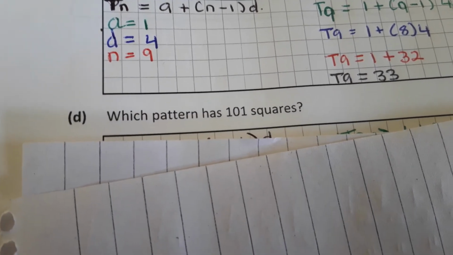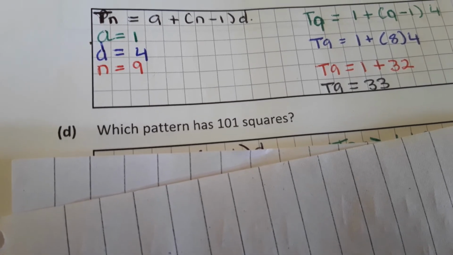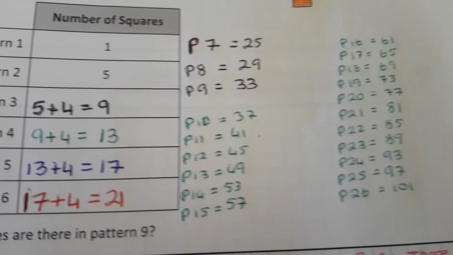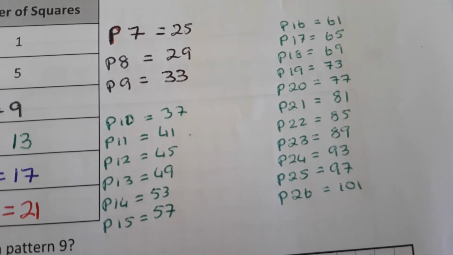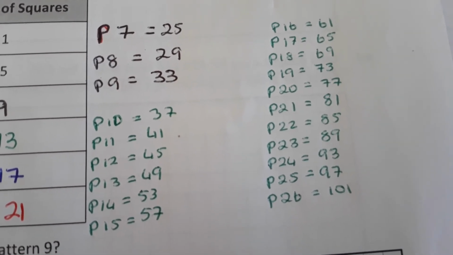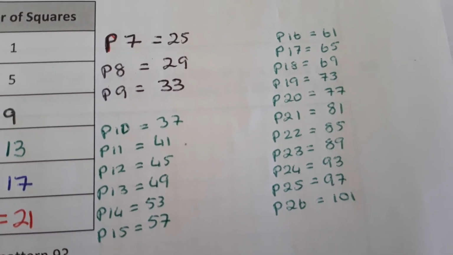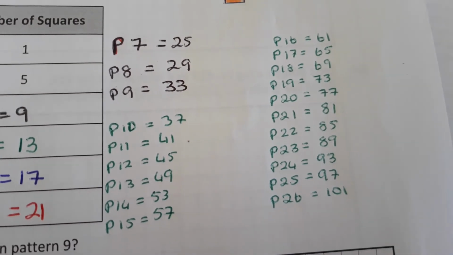Now the last question, part d, is which pattern has 101 squares? Again, you can do this by inspection. And this is how you do it by inspection. Just continue down from pattern 9 until you get to 101. And you'll see in this case, you have to go as far as pattern 26. So that's doing it by inspection. So you can do it that way.